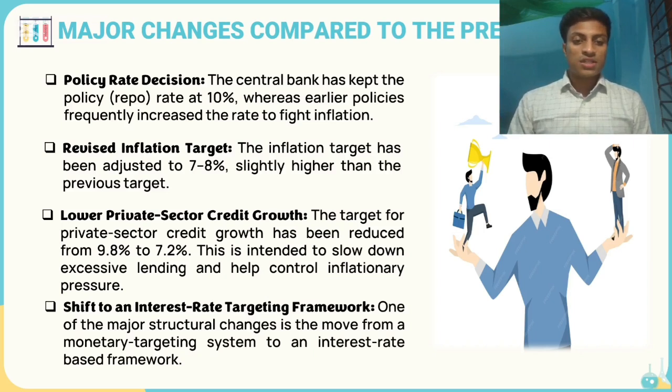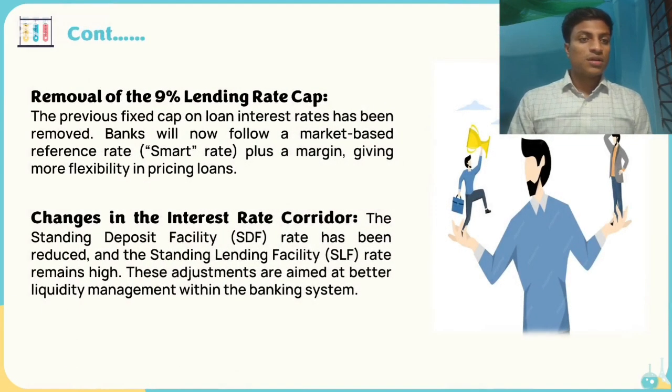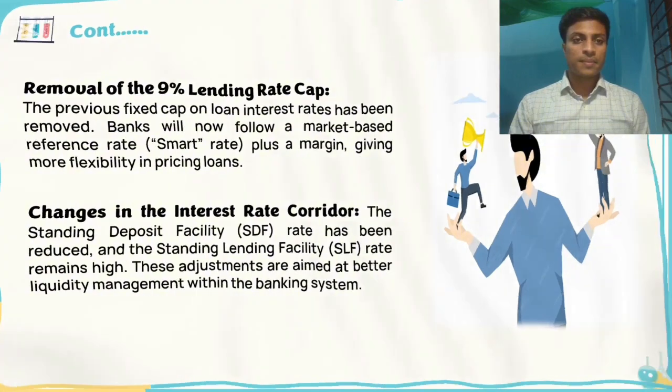Fourth, shift to an interest rate targeting framework. One of the major structural changes is the move from a monetary targeting system to an interest rate based framework. Then, removal of the 9% lending rate cap. The previous fixed cap on loan interest rate has been removed. Changes in the interest rate corridor. The standing deposit facility rate has been reduced and standing lending facilities rate remains high.